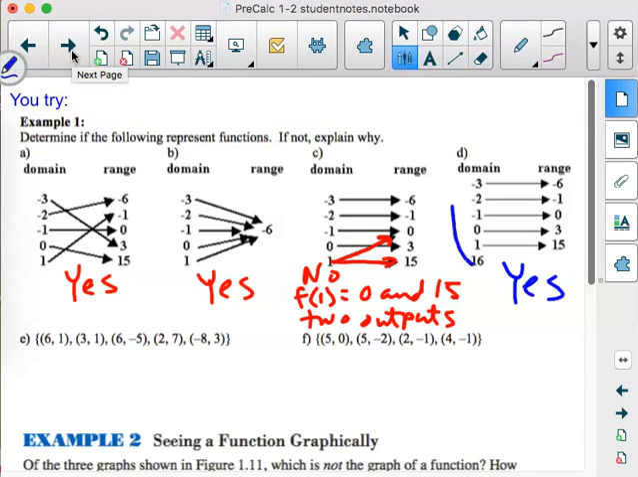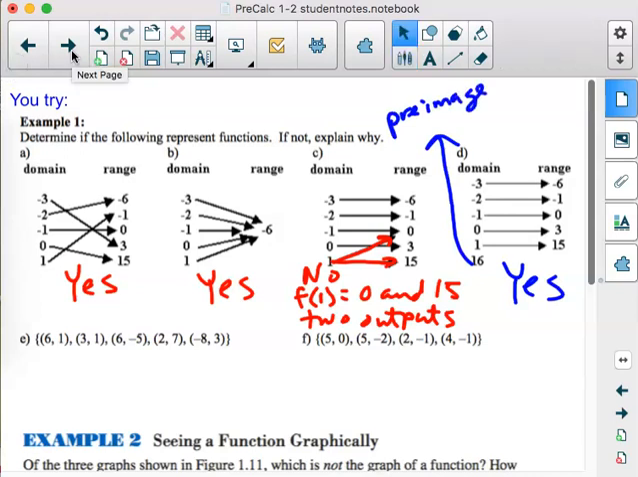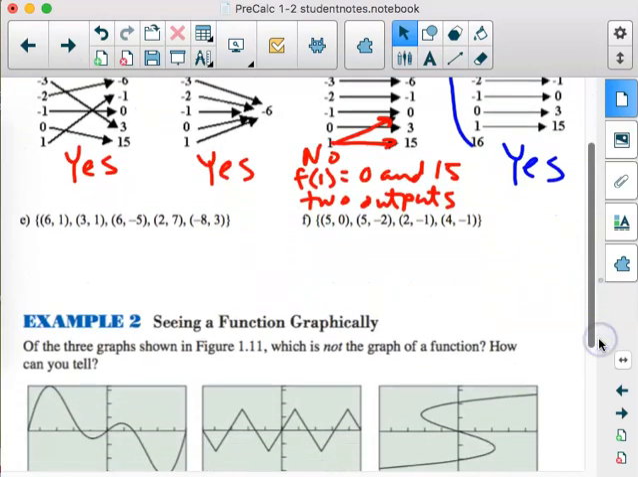So this is our pre-image. And that pre-image did not go into that function, and that's why we don't see an arrow leading away from it. So that's new. Then we go to E, and it's changed up. They're not mapping diagrams anymore. Now they're ordered pairs. So go ahead and try E and F.